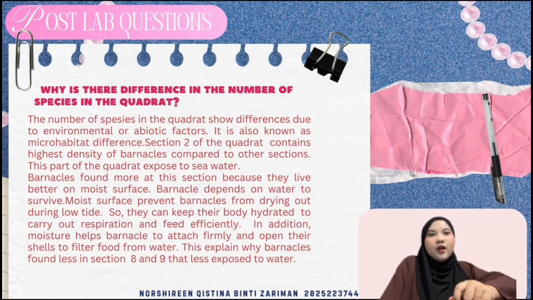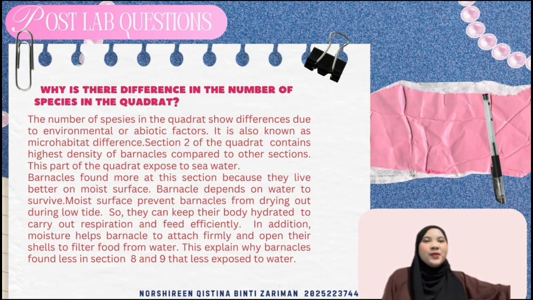Barnacles live better on a moist surface, so barnacles depend on water to survive. A moist surface will prevent barnacles from dying out at low tide, so they can keep their body hydrated to carry out respiration and feed efficiently. In addition, moisture helps barnacles to attach firmly and open their shells to filter food from seawater. So, this is why in sections 9 and 8 there are fewer barnacles present in the quadrat.